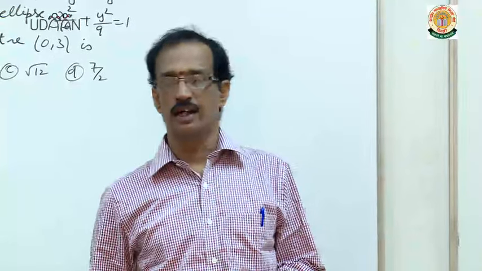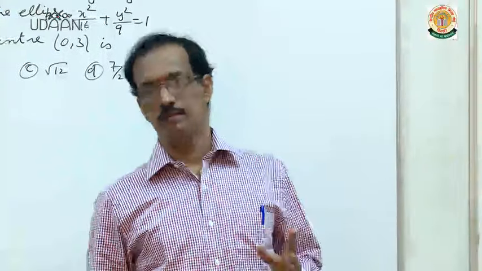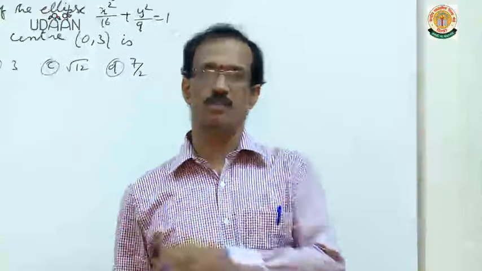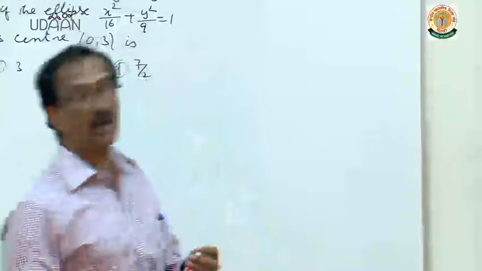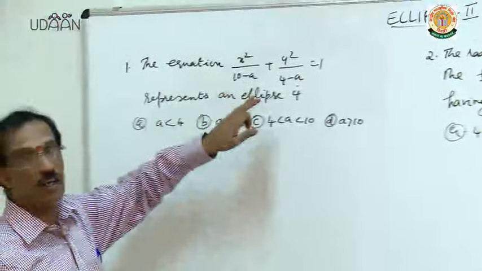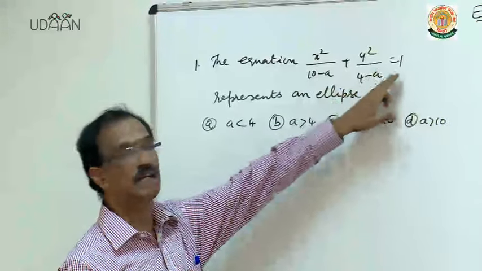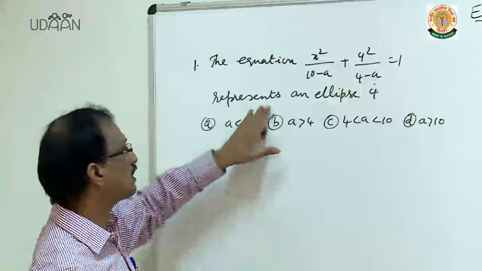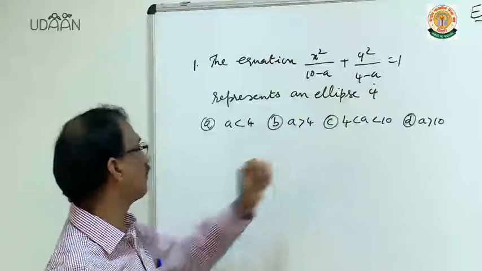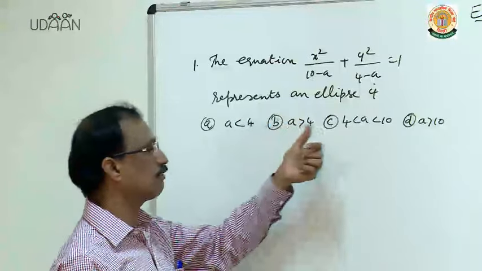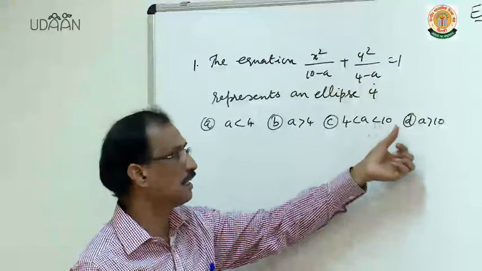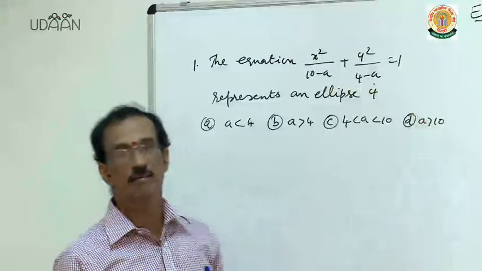नमस्कार। आज के लेक्चर में हम देखेंगे बेस्ड ऑन एलिप्स क्वेश्चंस। एग्जाम्पल 1 क्या बोलता है। सो एग्जाम्पल, the equation x square by 10 minus a plus y square by 4 minus a equal to 1 represents an ellipse if a less than 4, a greater than 4, 4 less than a less than 10 or a greater than 10 में होना चाहिए.